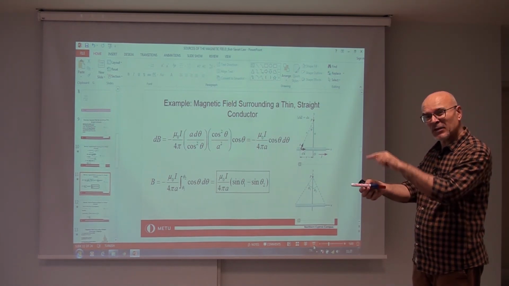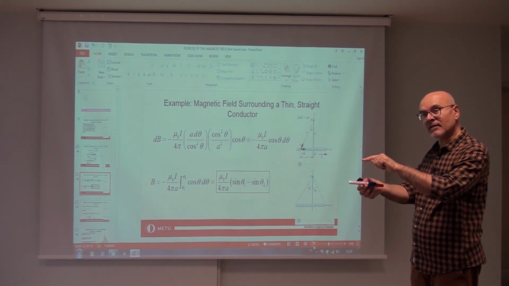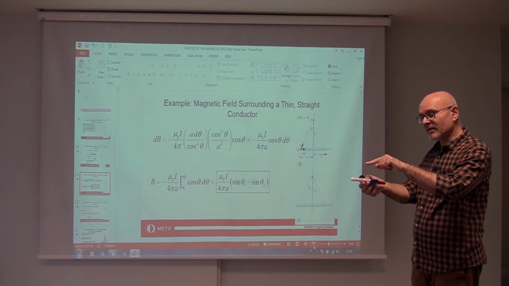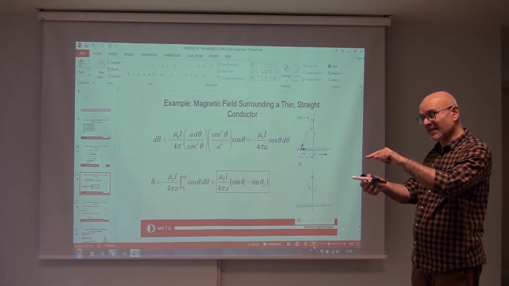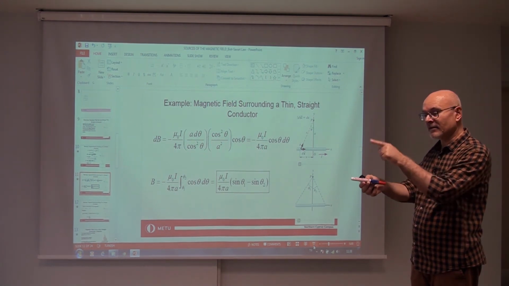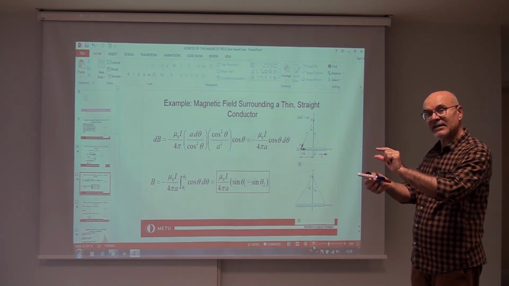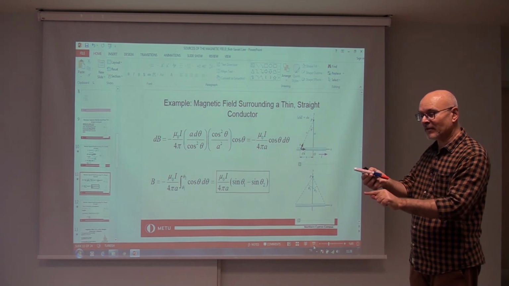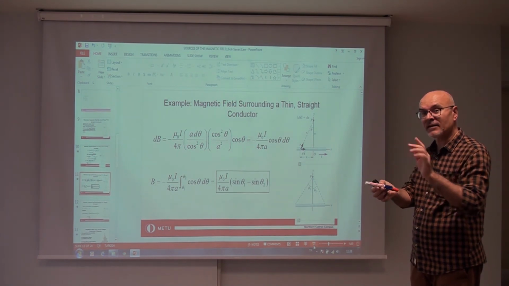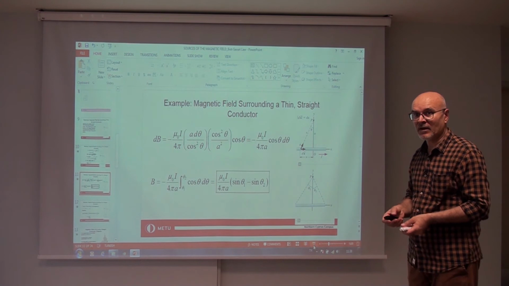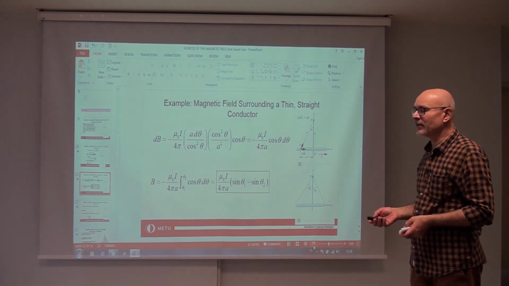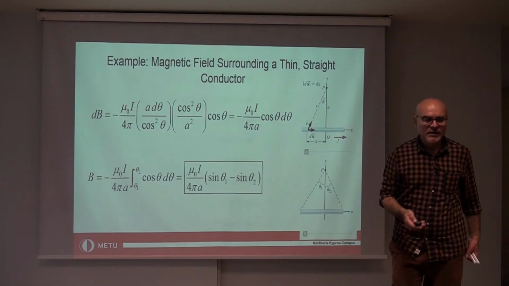So actually, what does this suggest? If you are on a circle at a distance A from this point, and you consider a circle centered at the wire which has radius A, the magnitude of the magnetic field, not the direction, the magnitude of the magnetic field at all points on this circle is the same. Okay, this will become evident when we do this.